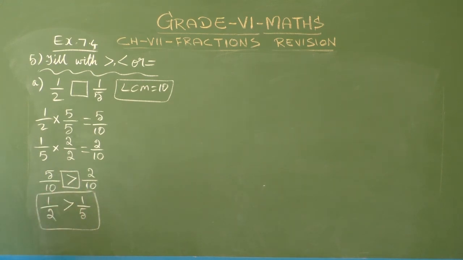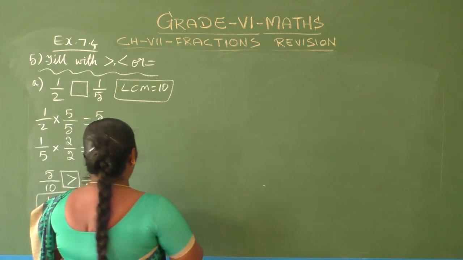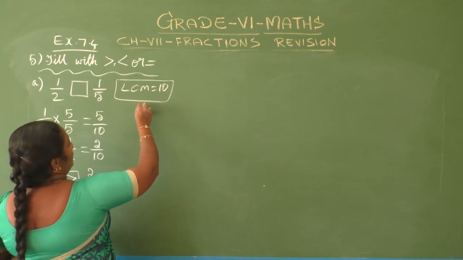Do you understand? If they give fractions with different denominators and you have to compare and find which is the greatest and which is smallest, you have to take the LCM, make equivalent fractions, and then only compare to find the final answer. Do you understand? Right. Then the same Roman, I am going to do B1.